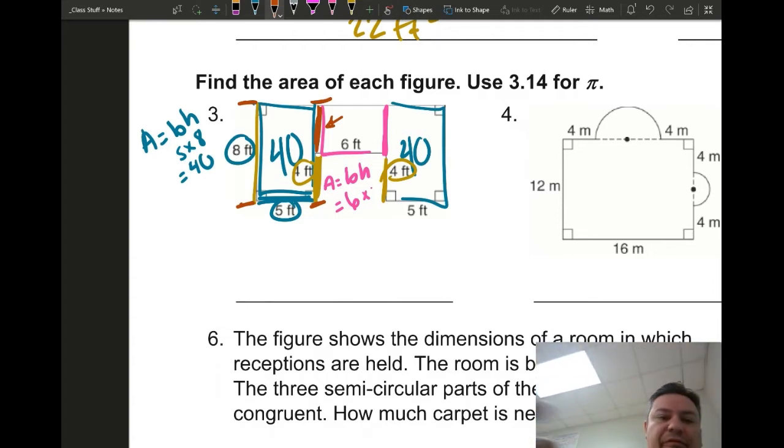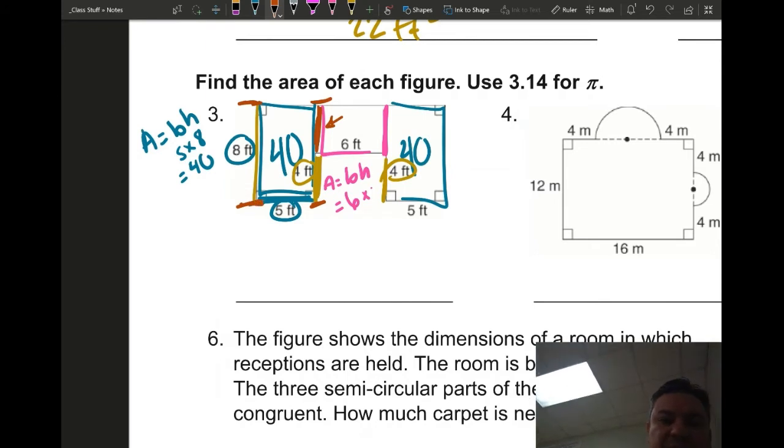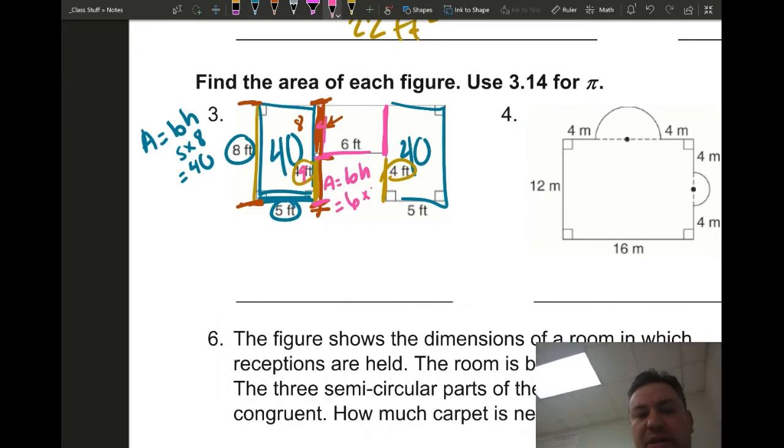Okay, if I know that from here to here is 8, that means that this right here has also to be 8 as well. From here to here is 4, so that means 8 minus 4 is also 4. So this wall is 4, and then I found it. 6 times 4 is 24.